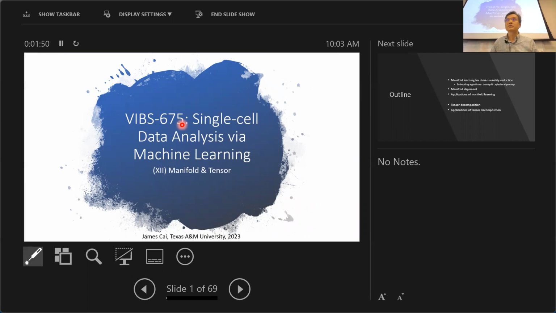Remember, the distance between data points are the most important ones. But when you have a manifold structure, we have to reconsider how can we measure the distance between data points.